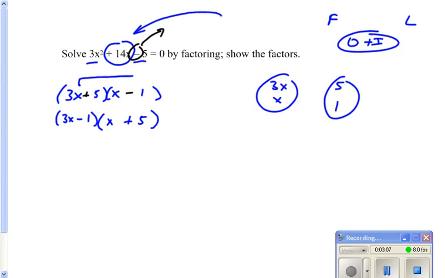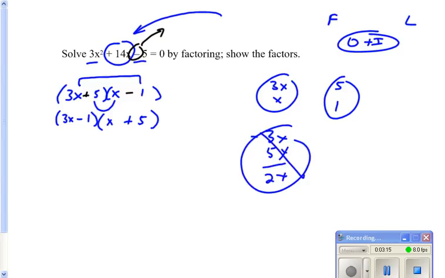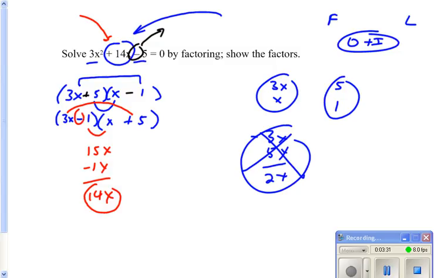Okay, outsides, negative 3x. Insides, 5x. Yeah, that one doesn't work. Let's try this one. Outsides, insides, and that works. On a side note, if this had been a negative and this is a positive, all that means is I'd go back and change those.